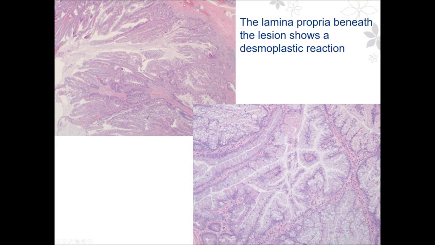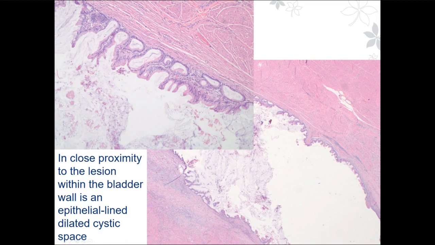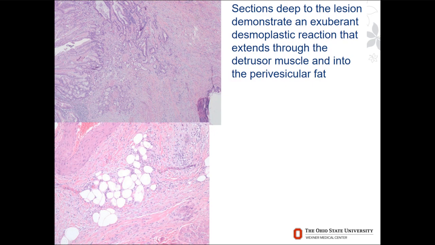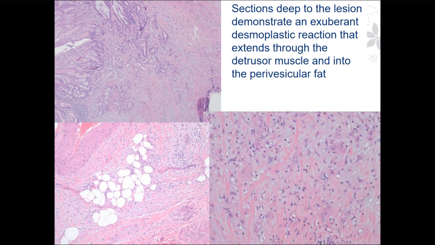If you look at the lamina propria underneath, you can start to see a desmoplastic reaction. And this is in close proximity to the lesion. You can see here, this is a bladder wall, an epithelial lined, dilated cystic space. And if you look at it higher power, you can see a desmoplastic reaction that extends through the muscle. You have these small glandular structures, and even in the fat, you have these atypical cells. So higher power, you can see this looks abnormal, this looks atypical. So this should prompt you to think about, is this invasive cancer?